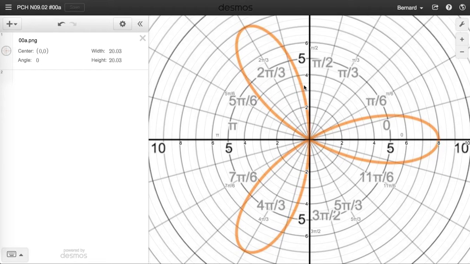Our goal is to classify the shape shown and then to find an equation that would reproduce it. So we're going to use Desmos to do that, and although I have this in Desmos, you might only have it on paper, so I'm going to use it as if it were on paper.